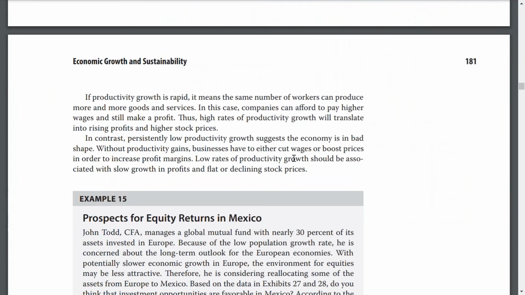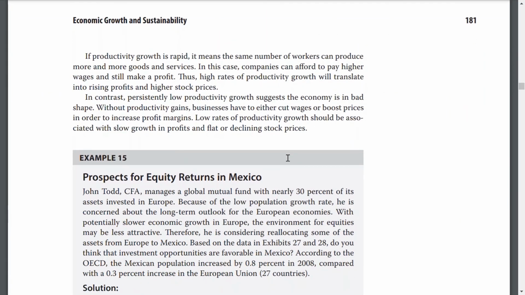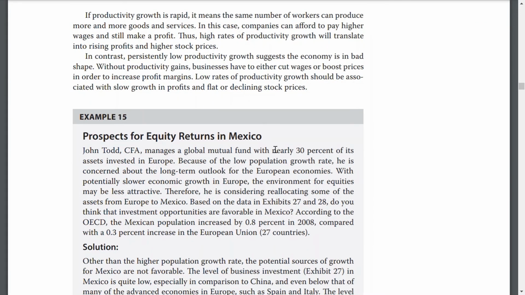If productivity growth is rapid, it means that the same number of workers can produce more and more goods and services. In this case, companies can afford to pay higher wages and still make a profit. Thus, higher rates of productivity growth will translate into rising profits and higher stock prices. In contrast, persistently low productivity growth suggests that the economy is in bad shape. Without productivity gains, businesses have to either cut wages or boost prices in order to increase profit margins. Lower rates of productivity growth can be associated with slow profit growth and declining stock prices.